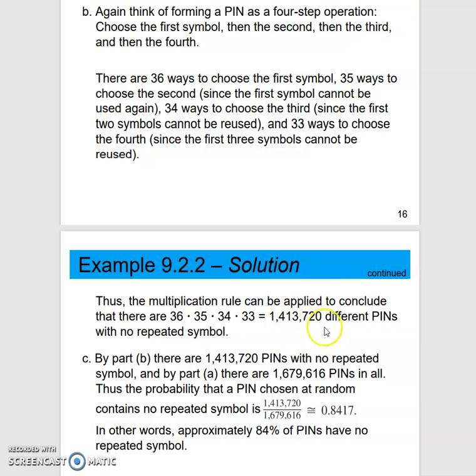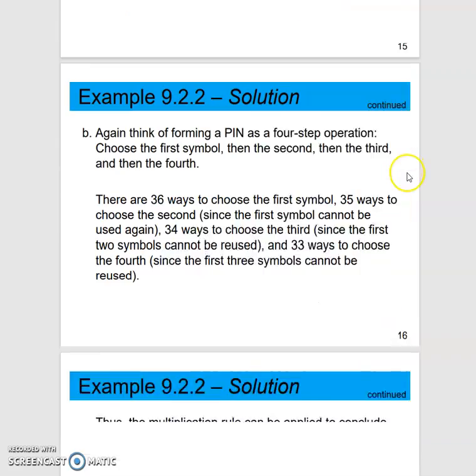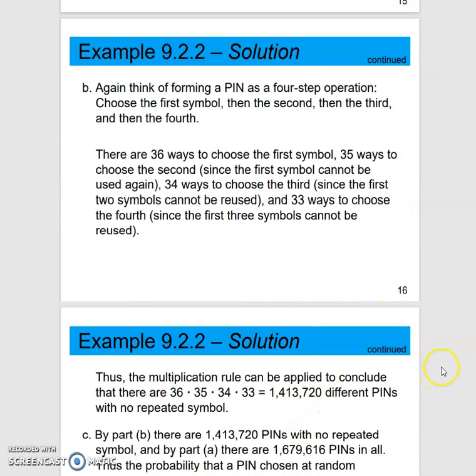I still get quite a large number, it's still over 1 million, but if we compare it to our previous number, it is definitely going to be a smaller number.